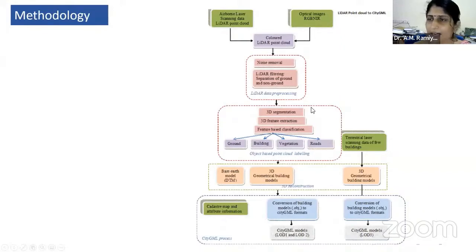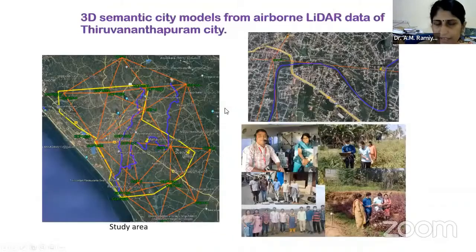First, given LiDAR data, which is just XYZ points, I have to isolate the buildings. All of this we have created using an open source platform. We have not used any commercial software for this work. We have developed our own algorithms. So from the LiDAR point cloud, I first isolate the buildings and then use them for creating my 3D model. This is basically an overall view of the methodology that we have adopted.